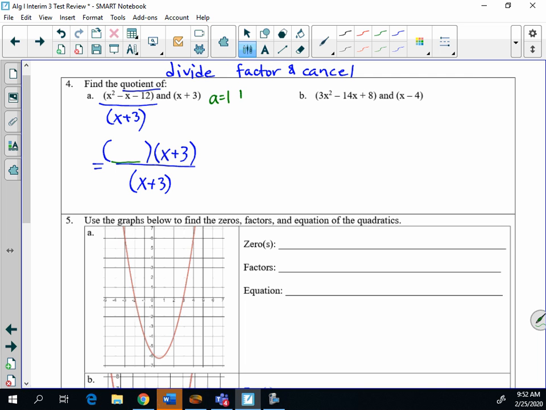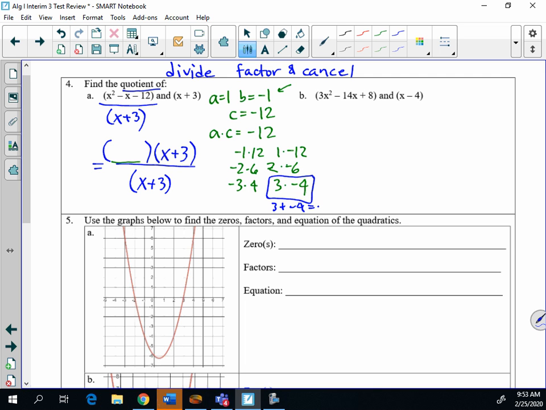A equals 1, B equals -1, C equals -12. A times C is -12, and we need a factor pair that adds up to -1. So we list -1 and 12, or 1 and -12. -2 and 6, or +2 and -6. -3 and 4, +3 and -4. And we come upon this pair because that will equal -1 when we add them up.